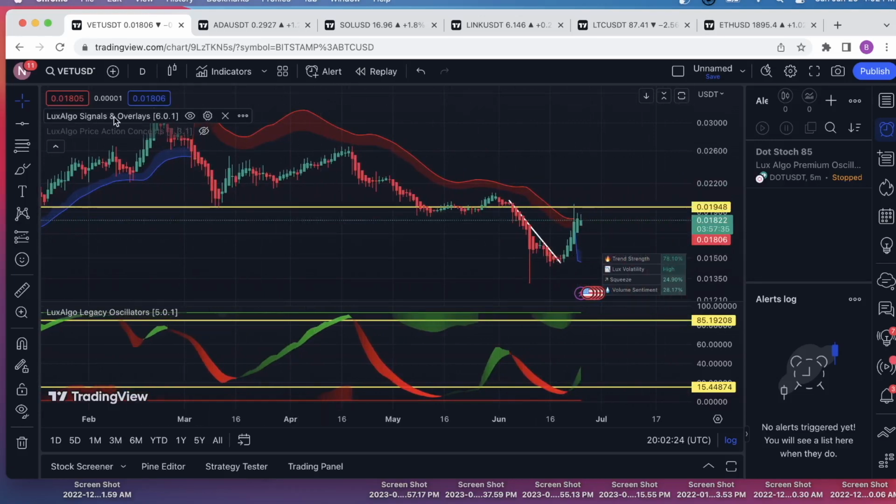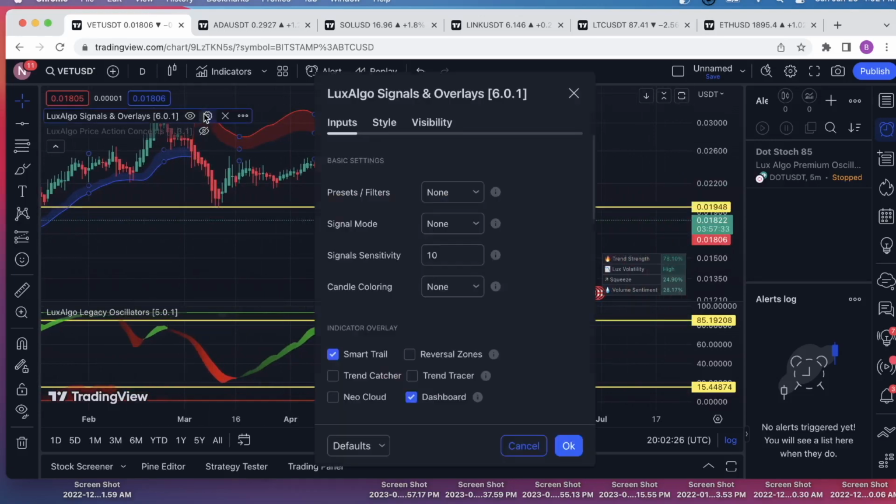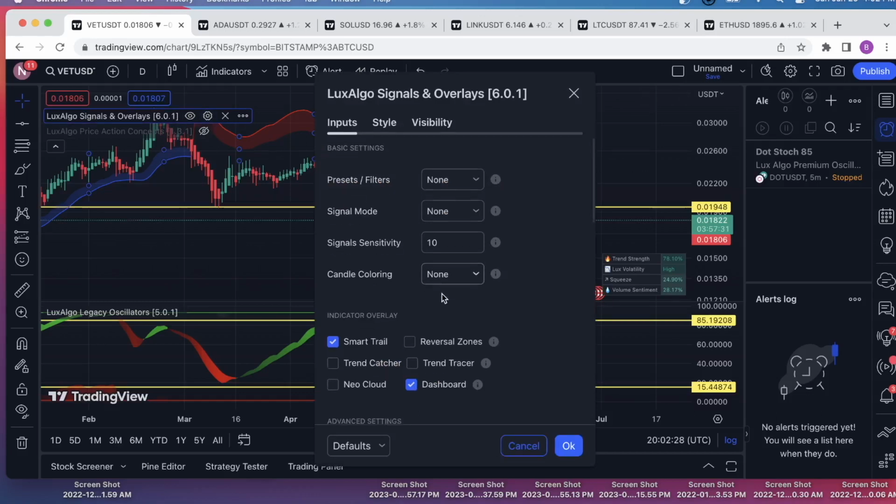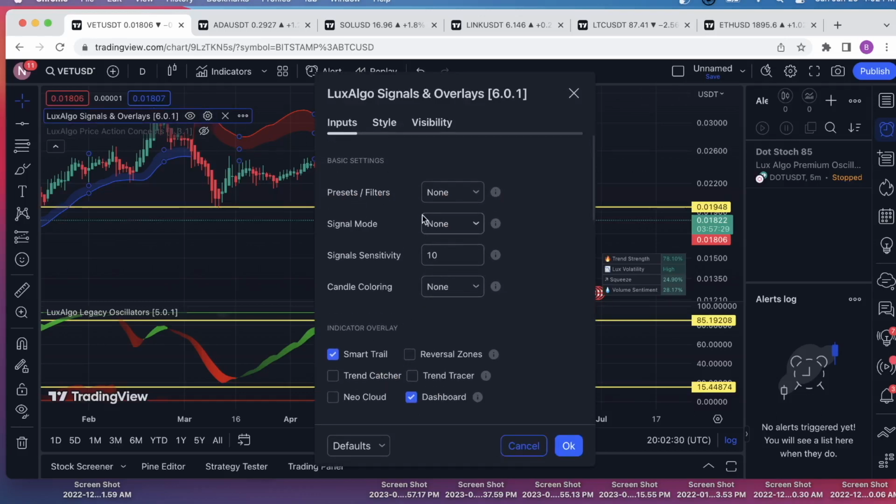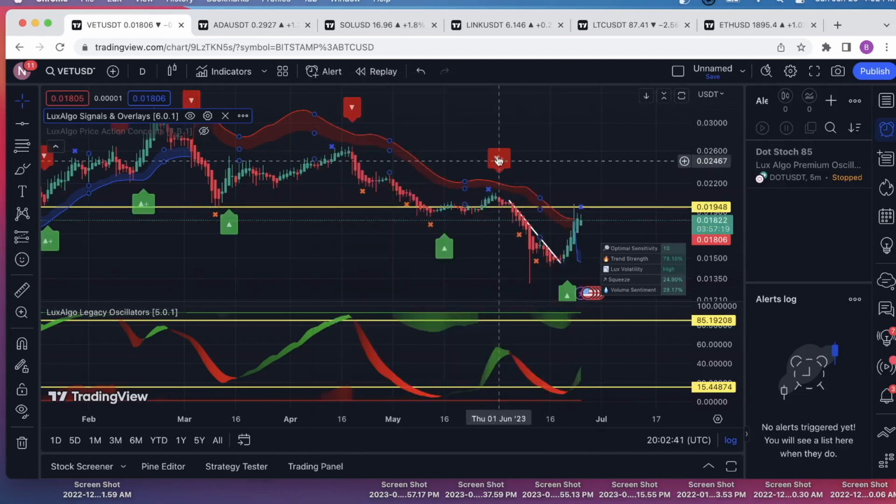Now, there's another feature in this indicator set. If I go to the signals and overlays and open up the settings here, it'll give me signals. Right now I turned it off. If I turn the signals on, confirmation and exits, that's what I like to use, well, it gives us more information here.